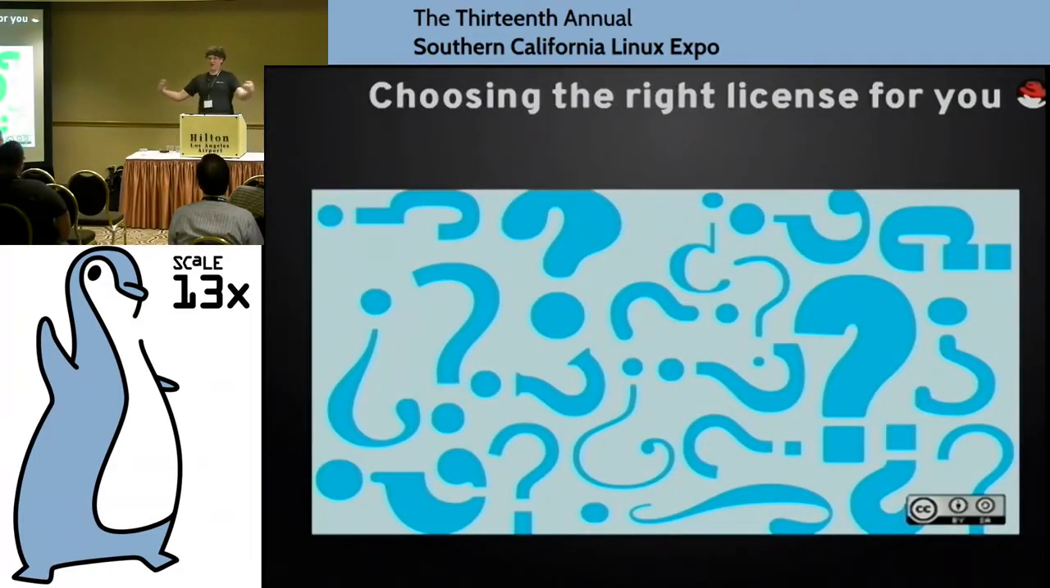Now, we've gotten the fun stuff out of the way, choosing the right license for you. We are over time. If anyone wants to run away and go to the bar, you are welcome to do so at this point, and I will think no ill of you. Choosing the right license for you is hard. There is no magic answer. Anyone who has a magic answer for you is probably wrong.